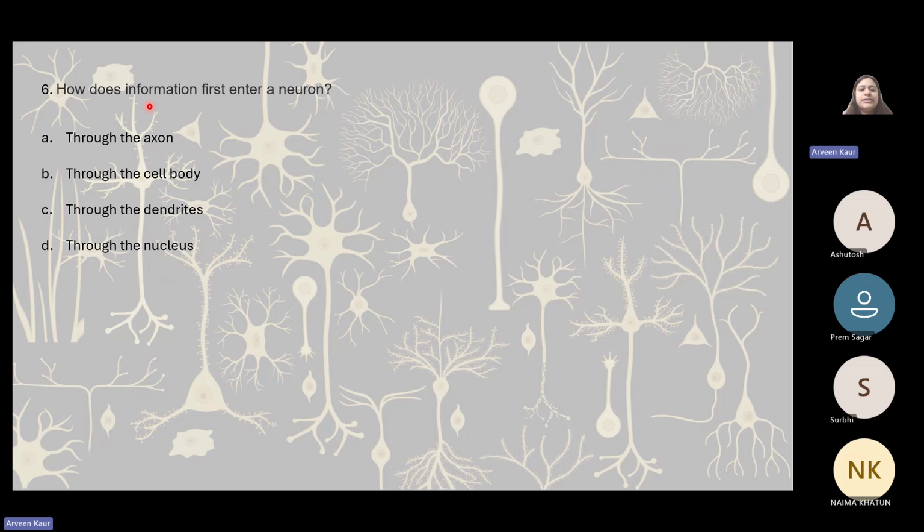Okay, so how does information first enter a neuron, right? I think this is a very basic question of neuroscience, neurobiology. You will know this by now: does it enter through an axon, the cell body, the dendrites, or the nucleus, right? What is that portion you can see in the background over here, which is going to come into contact with the other neurons? It is going to be the dendrites first, right? Over here, the dendrites.